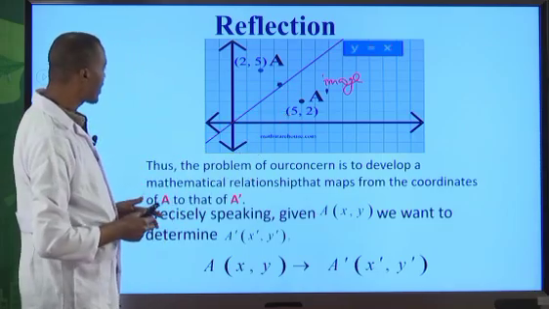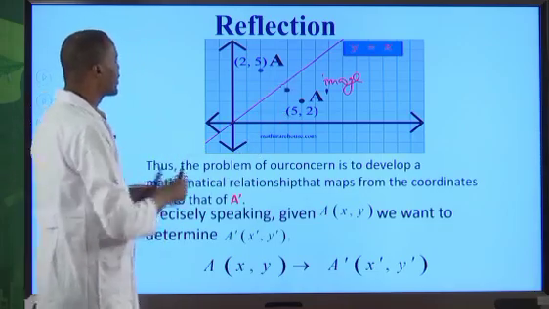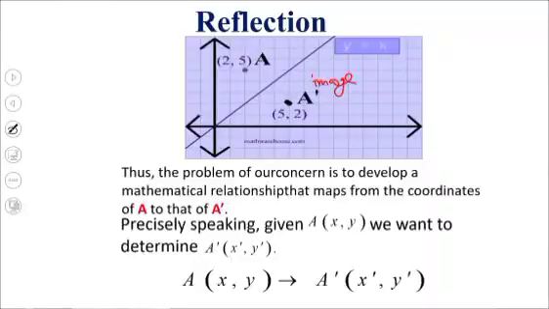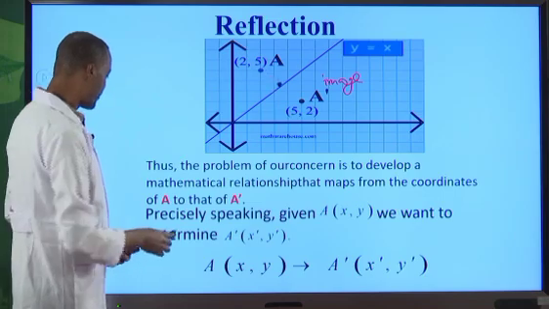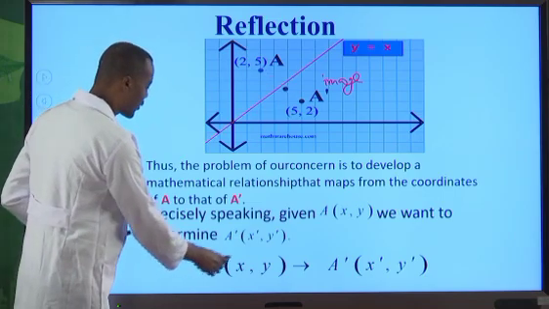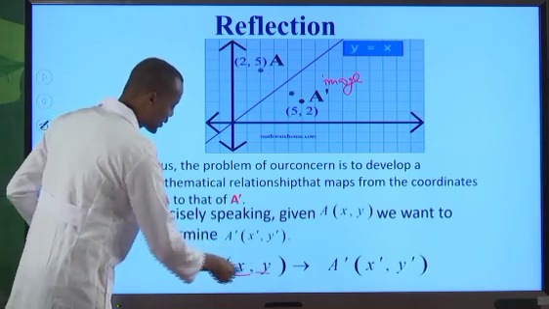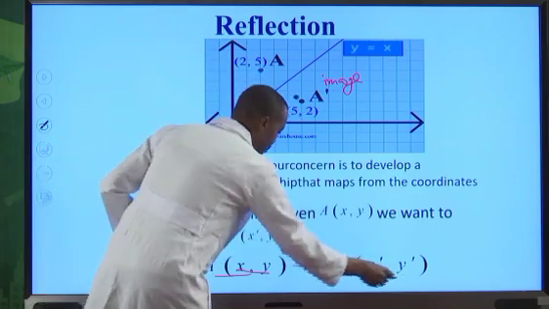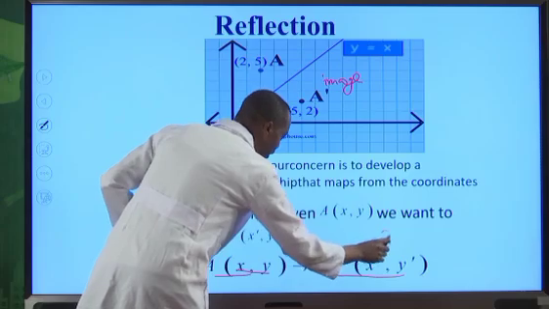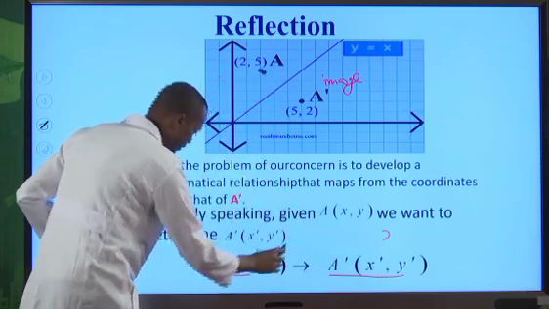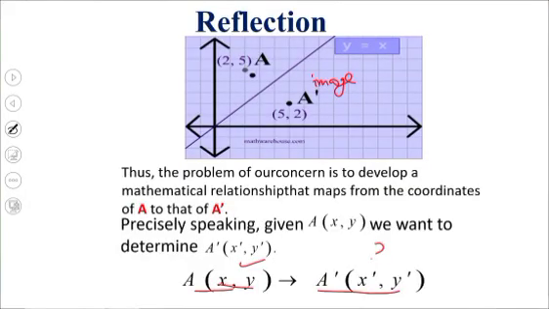So our purpose in this case is, given the first point, that is 2, 5, how can we calculate and arrive at the new point, which would be 5, 2? How do we get the new point? That is the purpose of this topic. For example, if the original point is A of x, y, then our new point is going to be A prime of x prime, y prime. So these are required, but these are given. That is the way we are going to deal with the problem.